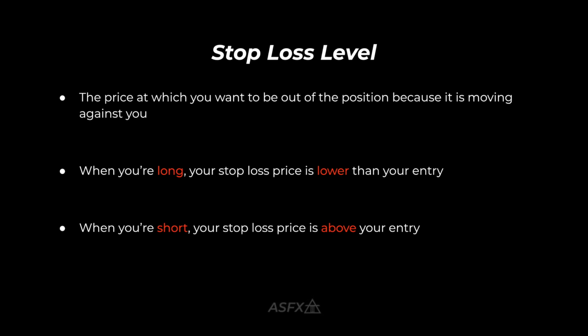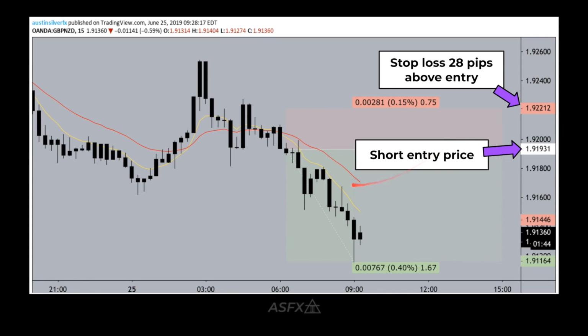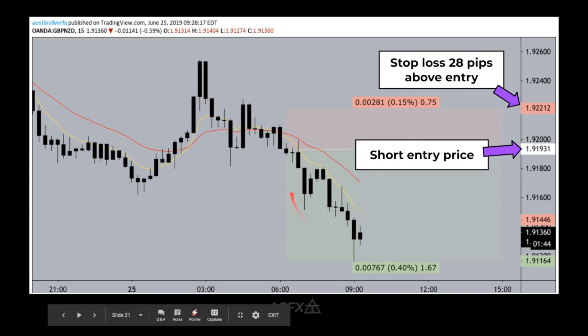So when you're long, your stop loss is going to be below your entry price, because if it drops, you're losing money because you're long, anticipating that it'll go higher. And if it moves lower to a certain point where that stop loss is, you would want to be out of the trade. Inverse to that, when you're short, your stop loss is above your entry price, because if the price continues to move higher and go against you, you're going to continue to lose money, and at some point, you want to cut that loss. So here, back to this short example again, the stop loss is above the entry price, as you can see here, 28.1 pips above the entry price, and this ends up moving lower into profit.